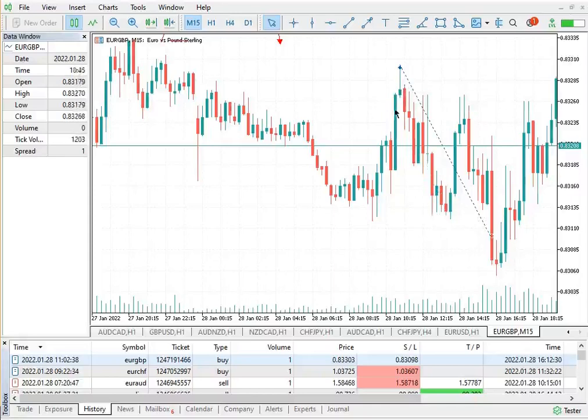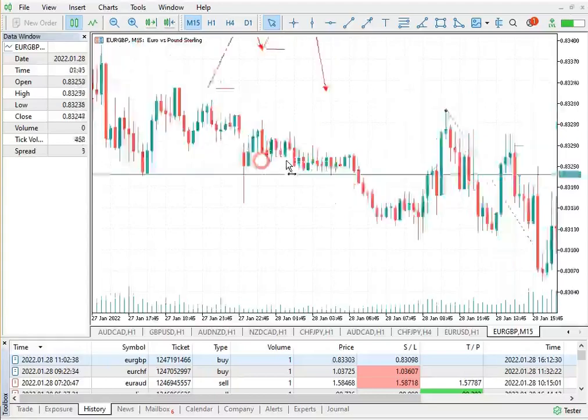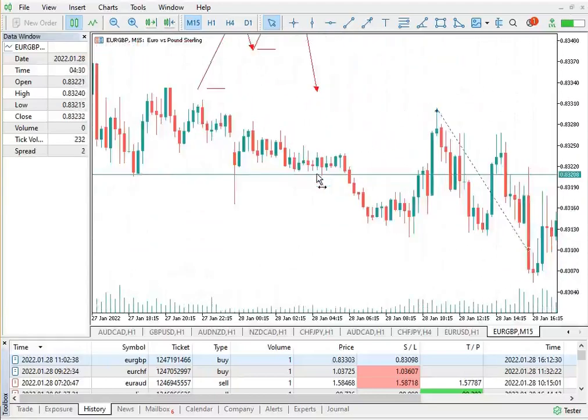The pullback that came. Since this is 15 minutes, from here to here is 15 minutes, so 15 minutes is a short time to wait for the price to come down. Then come all the way down here. When you saw that the price was unable to make a new low, remember this was a downtrend, isn't it? Yes, this was a downtrend.